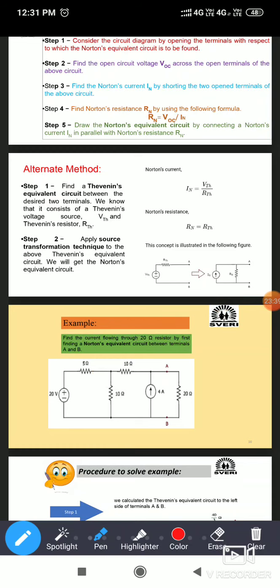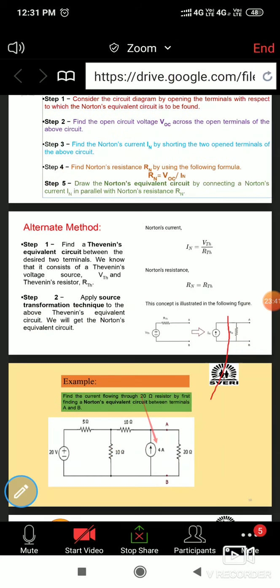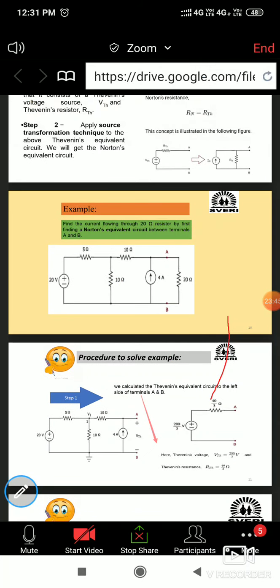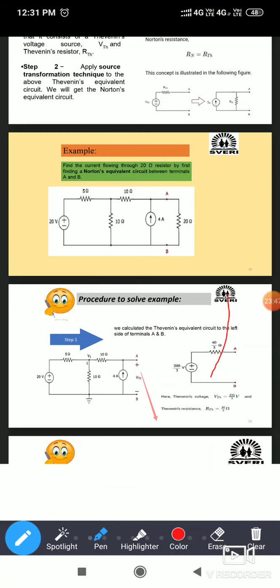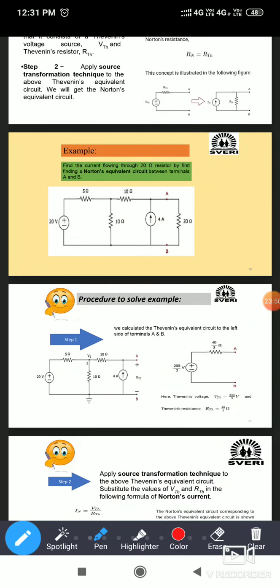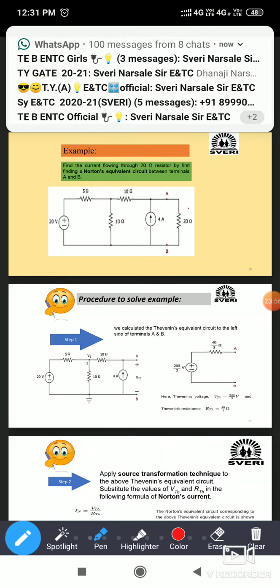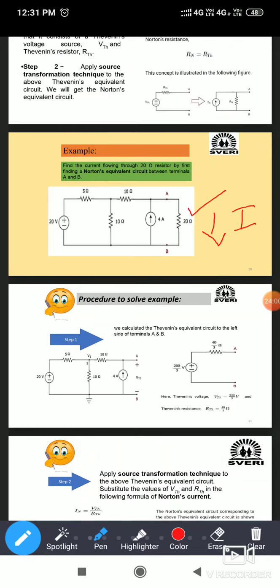Okay. Now next one, example, we will see a simple example. That example is the same whatever we consider for the Thevenin's theorem, so that you can understand what will be the difference. So here find out the current flowing through 20 ohm resistor. Okay. You have to find out the current in this 20 ohm. That I will give the name as I. So that I you have to find out, which is passing through 20 ohm.